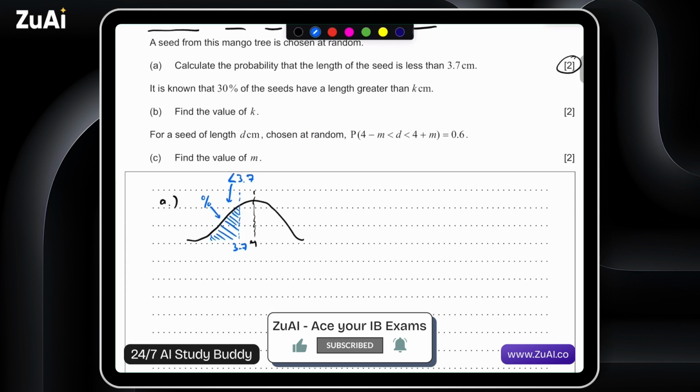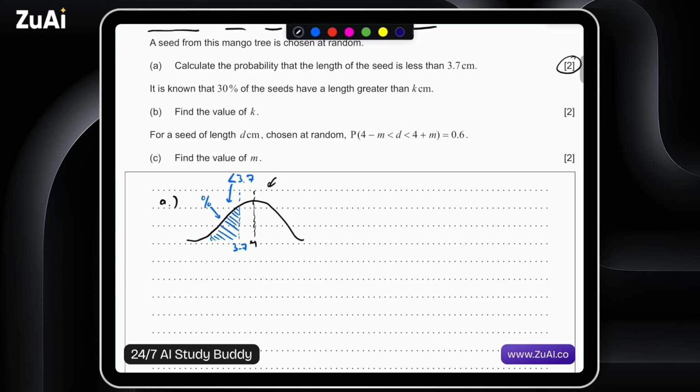So let's go ahead. This is already method mark, so it's okay. But I'm going to go ahead and write norm CDF and then put those values in. So I'm just going to put -999. Essentially, we can put 0, a seed of 0 length or something like that, or slightly greater than 0. 3.7, this is 4, and 0.25, mean, standard deviation, lower bound, upper bound. And we said that this was equal to 0.115. You can write this as a percentage if you want.